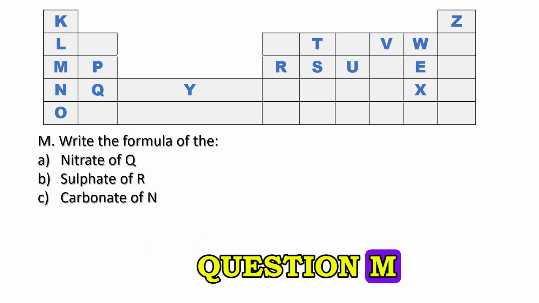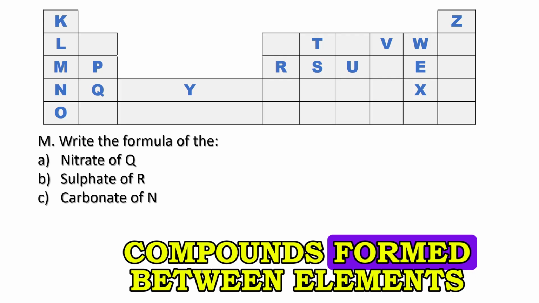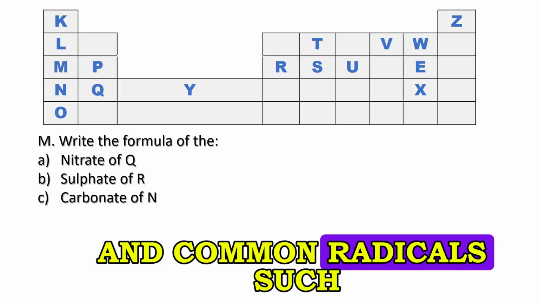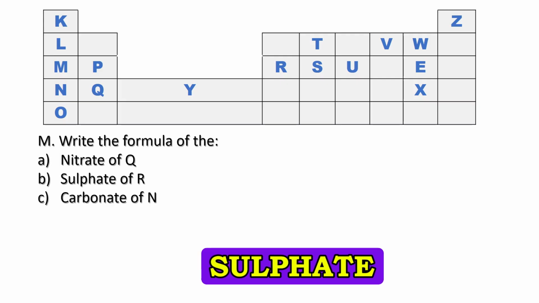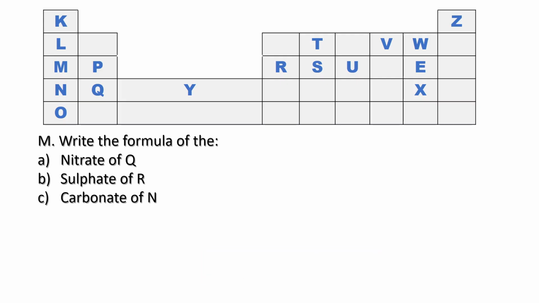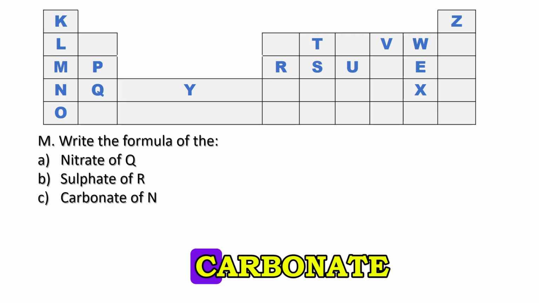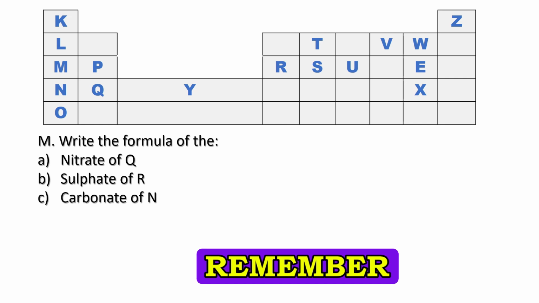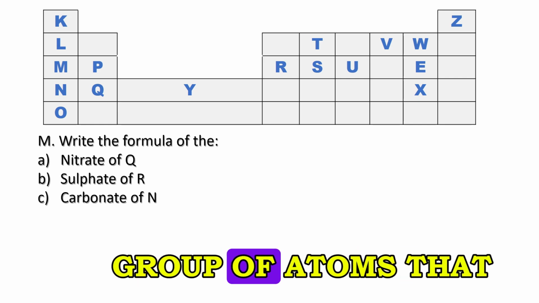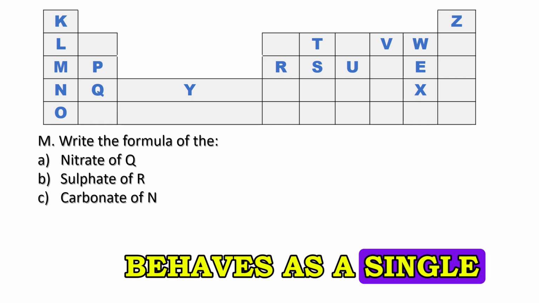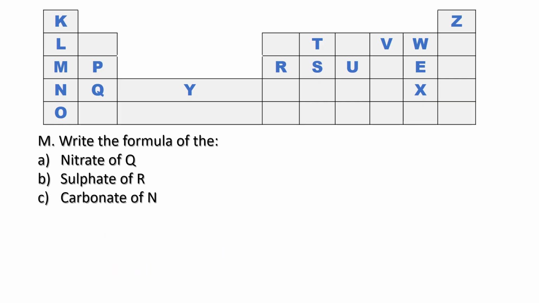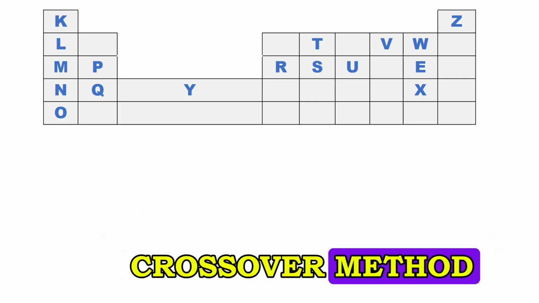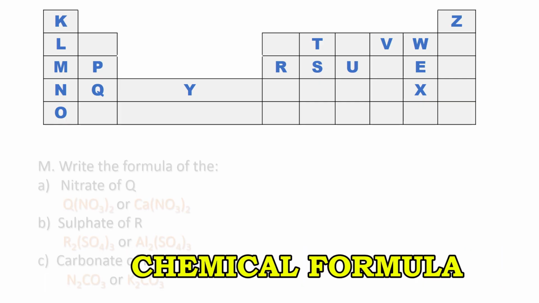Question M. Let's now look at compounds formed between elements and common radicals, such as nitrate, NO3-, sulfate, SO42-, and carbonate, CO32-. Remember, a radical is a group of atoms that behaves as a single ion. It carries an overall charge just like a simple ion. We'll use the valency crossover method to write the correct chemical formulae.